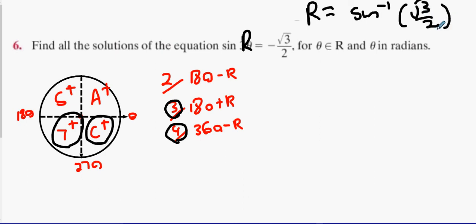So sine inverse root 3 over 2, and what do you get? 60. Is that okay with you guys? Now, here's the next trick. You ready? I want you to apply your two rules. So what's 180 plus 60 for rule 3? And what's 360 take away 60? But here's the issue.